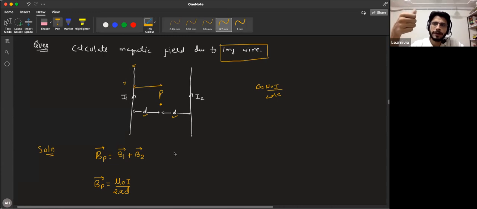See, take your right hand, place your thumb in the direction of current. The curvature of the fingers will give the direction of the magnetic field. The curvature is going in this sense. So the curvature will go in this sense, so it will go inwards. The magnetic field is inwards.